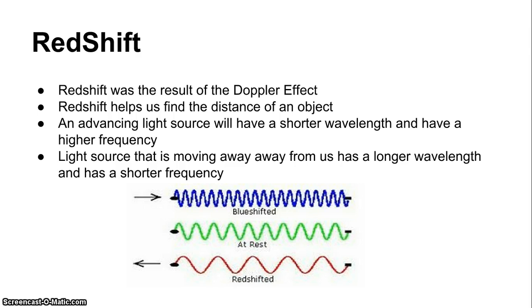An advancing light source will have a shorter wavelength and a higher frequency. A light source that is moving away from us has a longer wavelength and a lower frequency. Also, when we say a redshift, it means the object is moving away from us, and if an object is moving towards us, it means it is blue shifted.